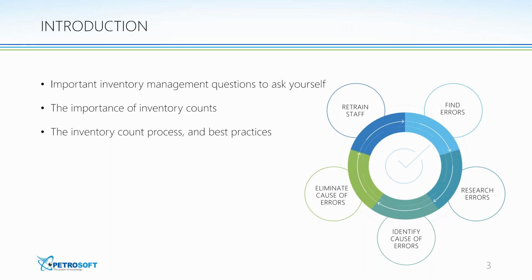For today's agenda, we'll be taking a look at some important inventory questions to ask yourself. We'll also be reviewing the importance of inventory counts. And finally, we'll take a look at some of the best practices to apply when performing an inventory. To the right here is a little image depicting the ideal cycle for a standard inventory process. We recommend starting at finding the errors, then moving into researching them, identifying the possible causes, eliminating them, and then retraining the staff if necessary. And you notice this cycle just keeps on going and going.